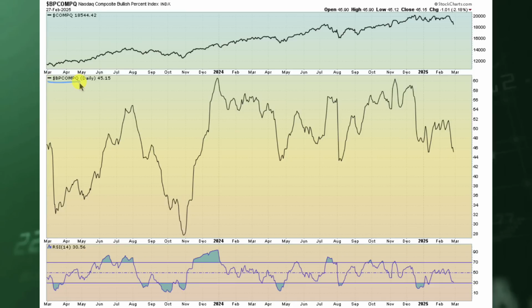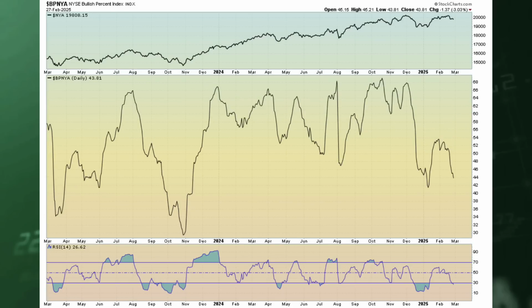Okay, a couple other charts that still have room to potentially go to the downside. We have the BPCOMPQ, the NASDAQ Composite Bullish Percent Index. It is moving into an oversold condition, but we're not quite there yet. So this is probably going to slip into an oversold condition. That means we can potentially see a positive divergence form on this composite bullish percent index. If you look at the NYSE bullish percent index, we're moving into an oversold condition. I would like to see this slip a little lower to create a bullish divergence here as well.